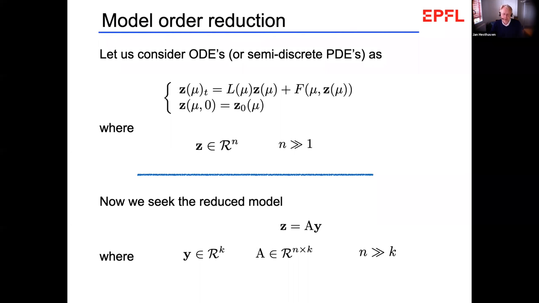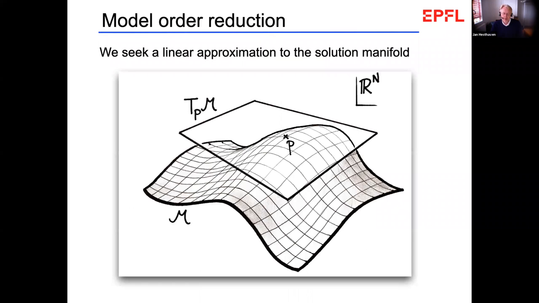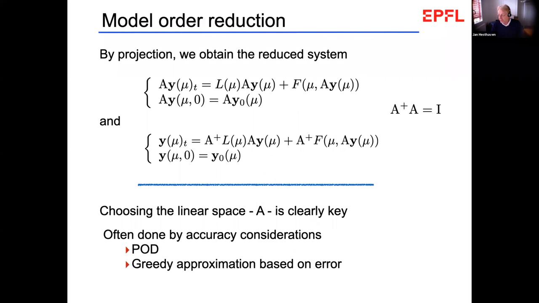Now, if this is possible, well, then what we are basically doing is we are asking ourselves, if we have a solution manifold with p being a particular parameter value, is it possible to represent this using some sort of linear approximation to the manifold and then use that? So, of course, finding this linear space is key. But let's imagine that we have it, that it was somehow given to us.